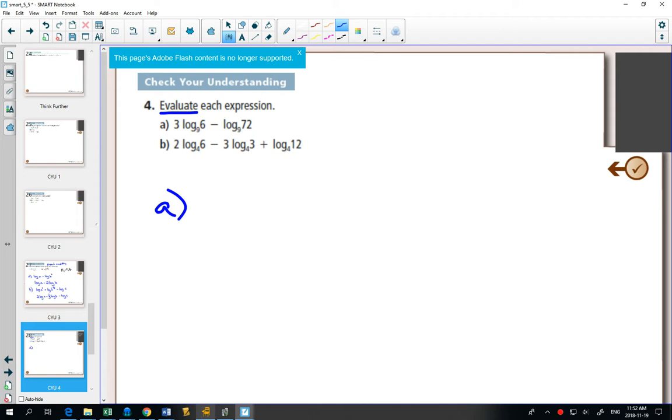And then we have to subtract log base 9 of 72, which means 9 to what exponent is 72? You know 9 squared is 81, so you do not know 9 to the what equals 72. And yet this would be a non-calculator question. Okay? So what could we do? Well, we could write this as a single logarithm.